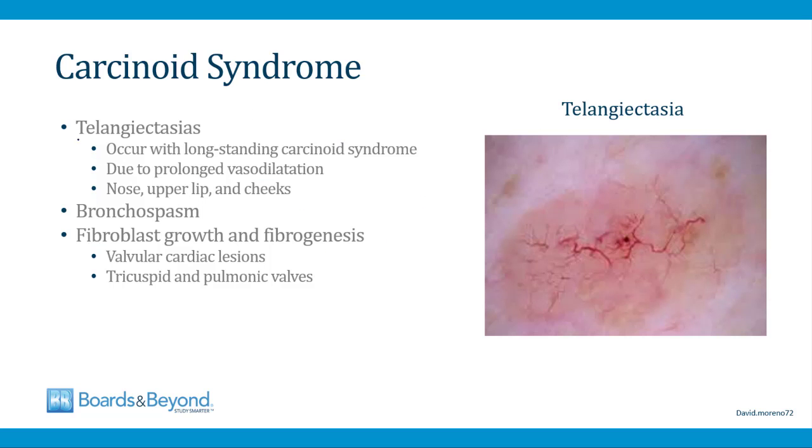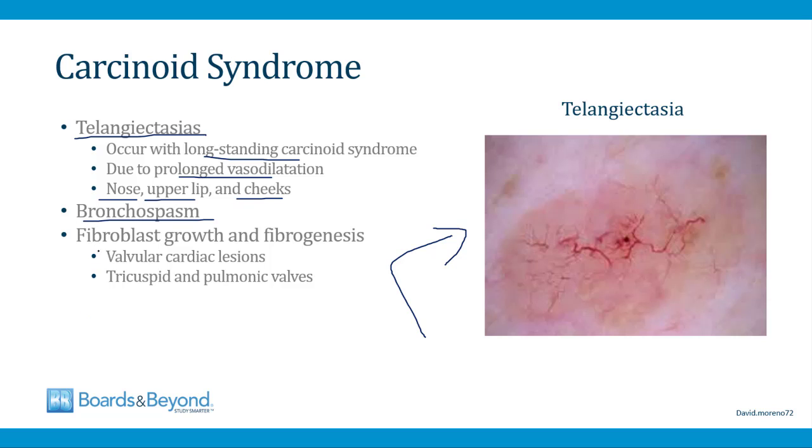Other clinical features you can see in the carcinoid syndrome include telangiectasias. This is a picture of a telangiectasia of the skin shown on the slide here. These skin lesions occur in patients who have had long-standing carcinoid syndrome. They're caused by prolonged vasodilation of vessels beneath the skin. And places you commonly find these skin lesions are on the nose, the upper lip, or the cheeks. Carcinoid syndrome can also cause bronchospasms, so you can sometimes hear wheezing in these patients.